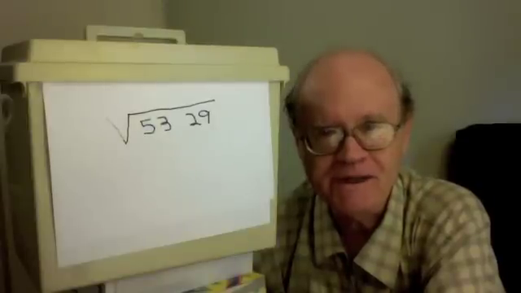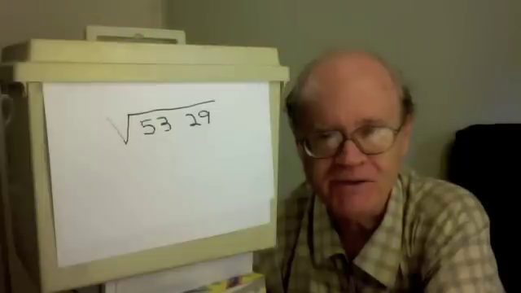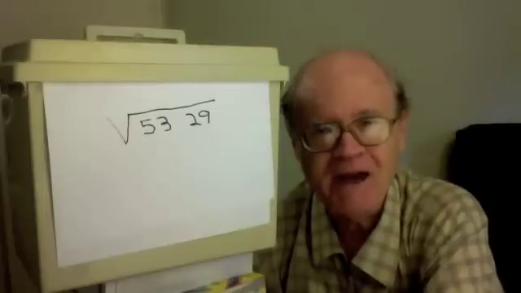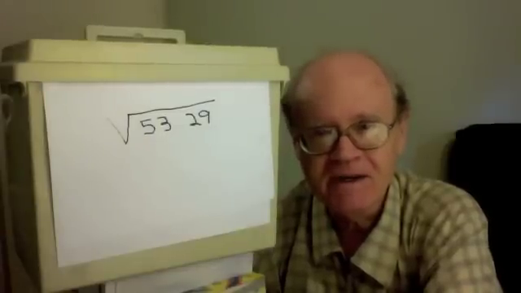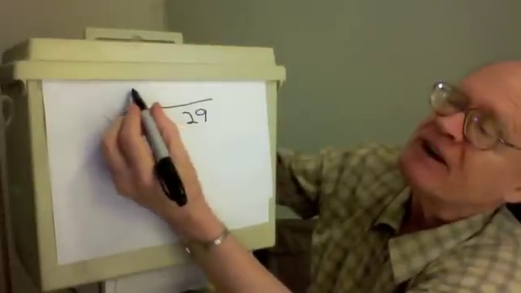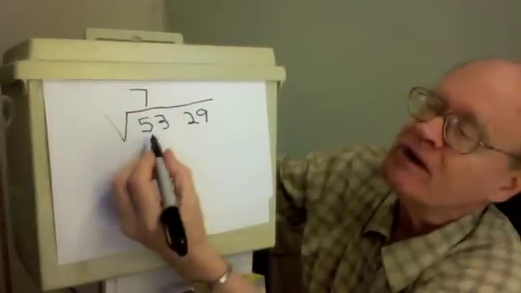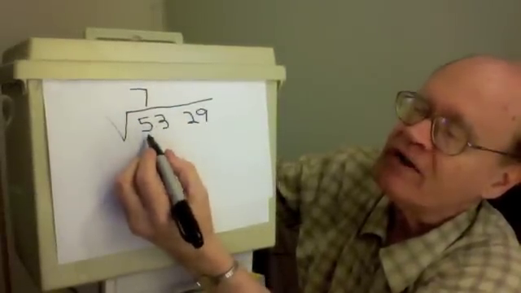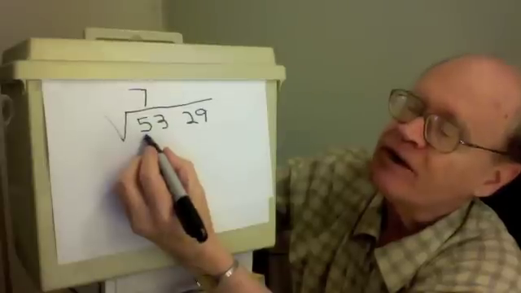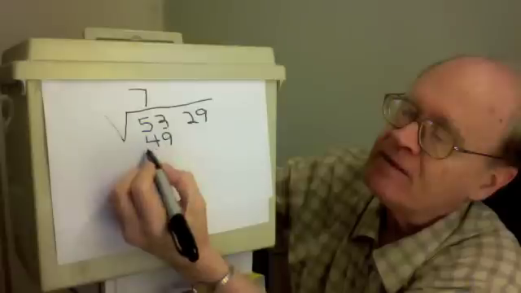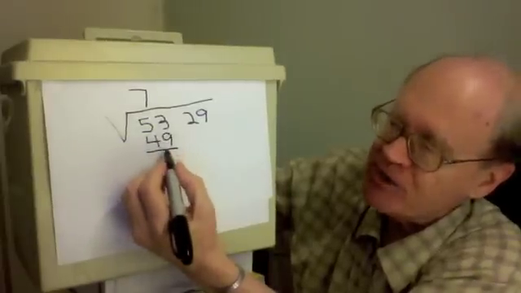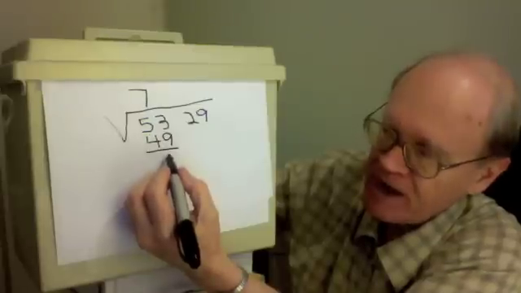Well, 4 times 4 is 16, that's way too small. 5 times 5 is 25, that's too small. 9 times 9 is 81, that's too big. Our choice is 7 times 7. I put the 7 here above the 53. 7 squared, that is 7 times 7, is 49. I write that below the 53. I draw a line and subtract. 53 minus 49 is 4.